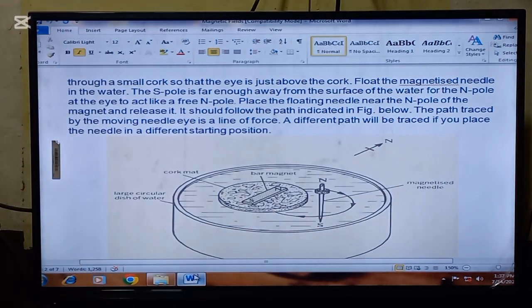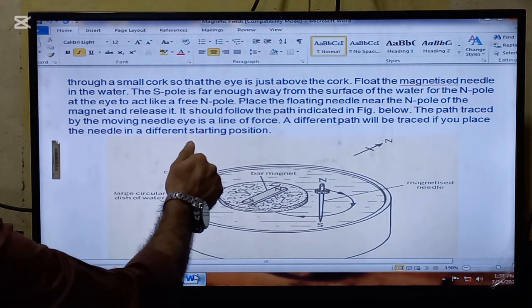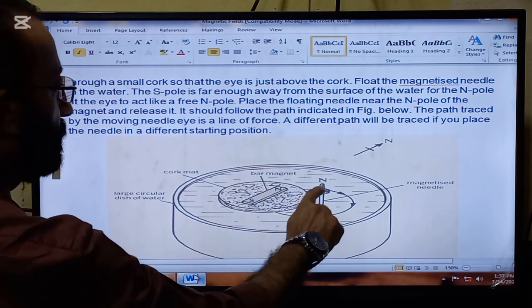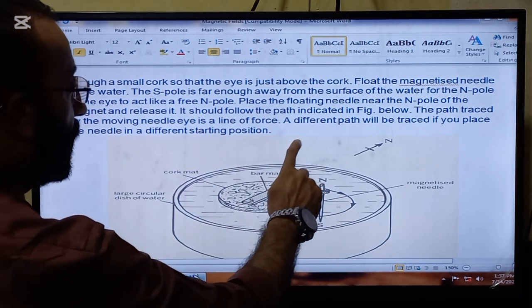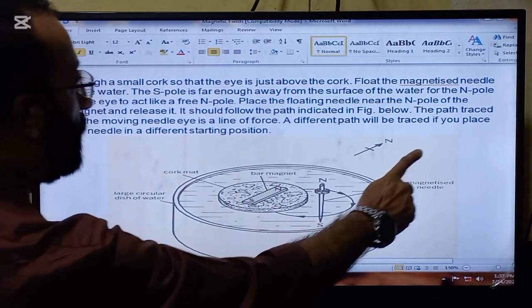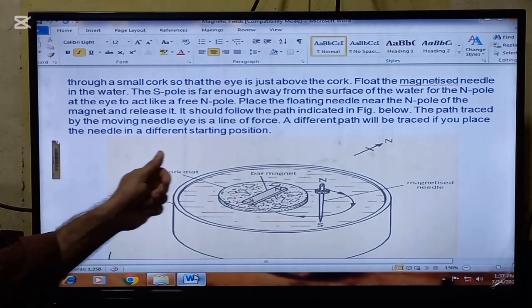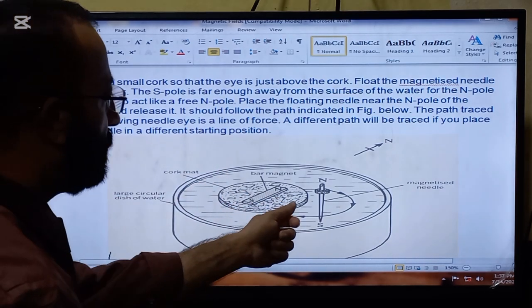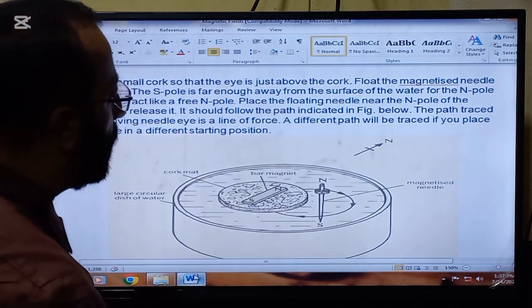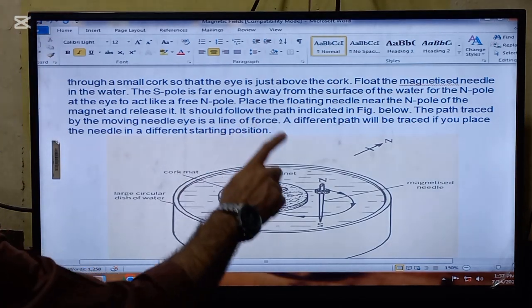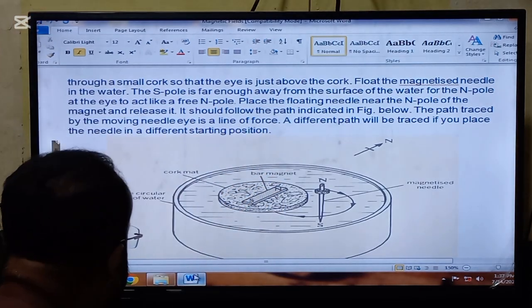The path traced by the moving needle eye is a line of force. So this will be the line of force. A different path will be traced if you place the needle in a different starting position. So definitely if you change the position of the needle, the pathway will be different.